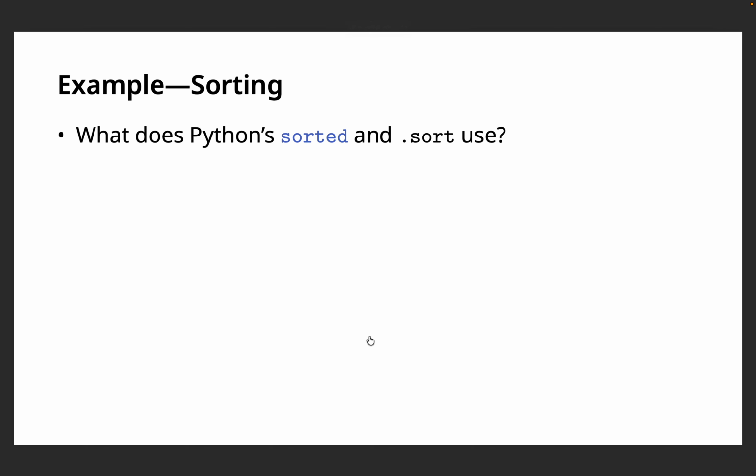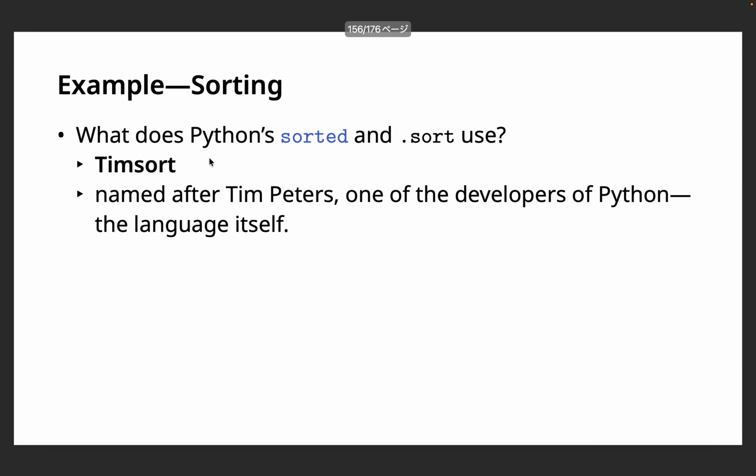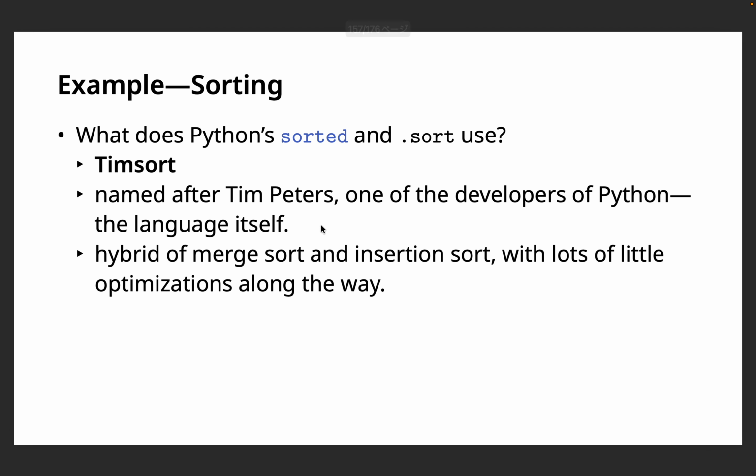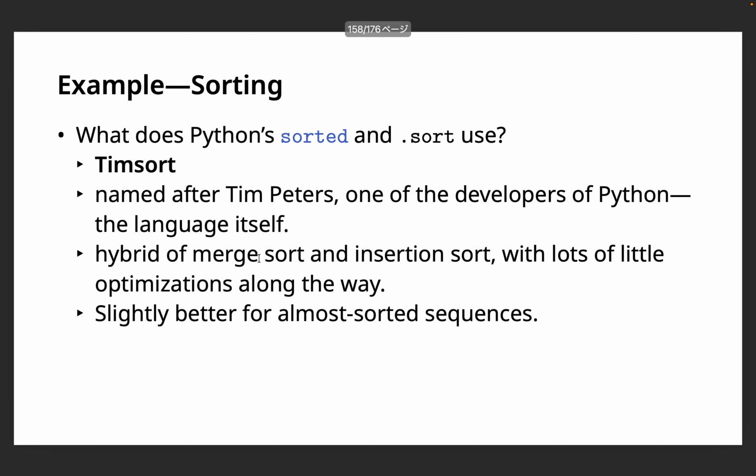Okay, so back to our original question. What does Python's sorted function use? Well, actually, it uses a special kind of sort called timsort. So this is named after one of Python's developers themselves. And yeah, at a high level, it's a mix of merge sort and insertion sort. And there are some optimizations that use the best of both worlds here. So this is timsort. And actually, this is n log n.